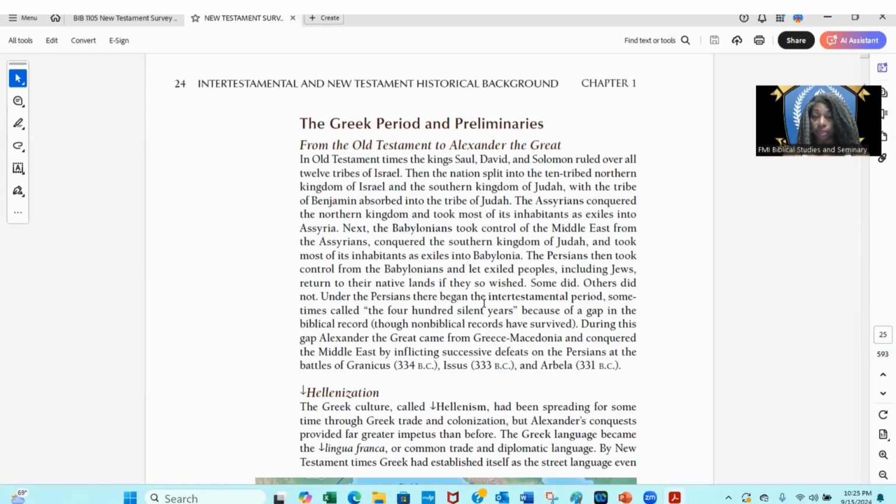So under the Persian rule, they began to have an intertestamental period. Let me get that word pronounced. Some of you are going to pronounce this word a lot better than I am. Intertestamental. Here we go. Intertestamental periods. Sometimes called the 400 silent years. These are the 400 silent years because of the gap in the biblical record.